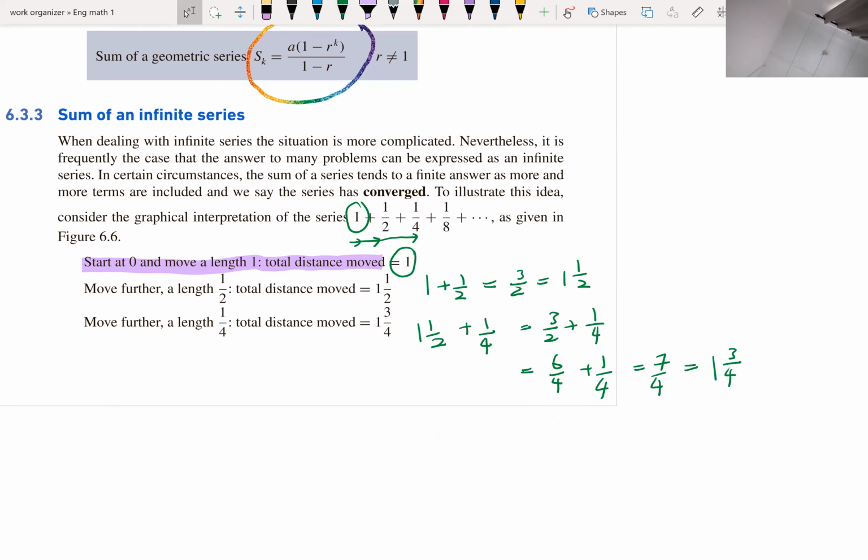The sequence of total distance moved given previously. This one we calculated previously. Until here we get 1. Until here we get 1/12. Until here we get 1/3/4. The series. Until here, isn't it? Calculate, and so on.